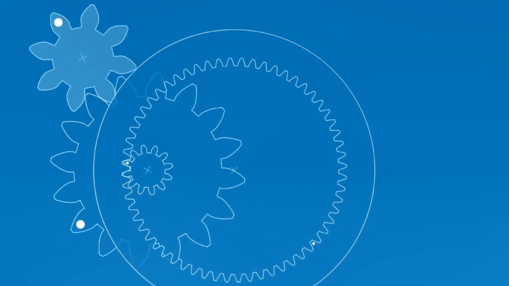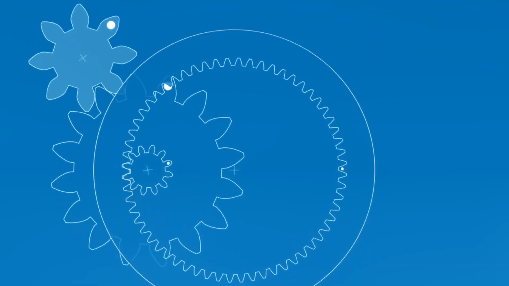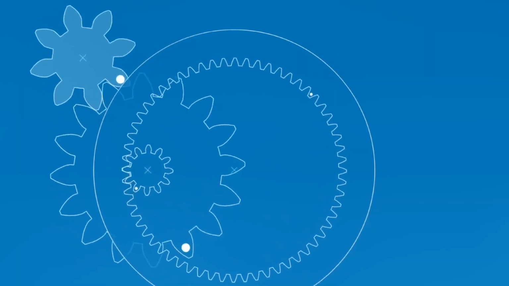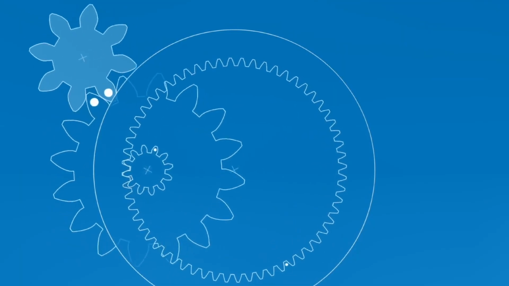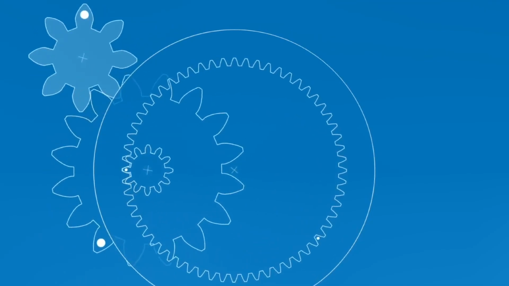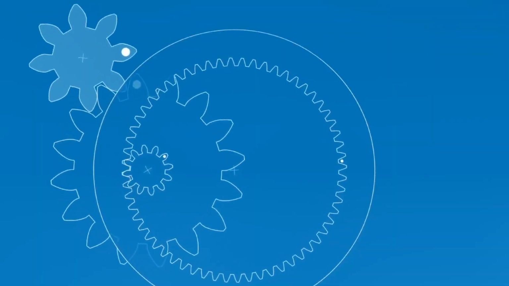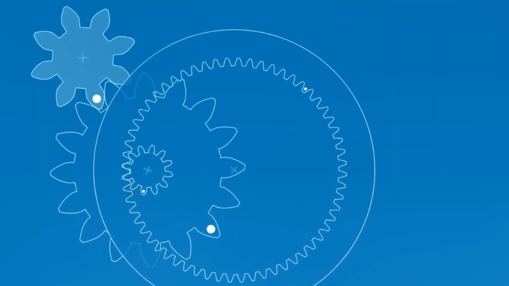So, what do a bicycle, a mechanical watch, and a Tesla car have in common? They all rely on one unsung hero of engineering: spur gears. These simple but brilliant wheels with teeth are the invisible force behind almost every machine you use. Today, we're breaking them down.